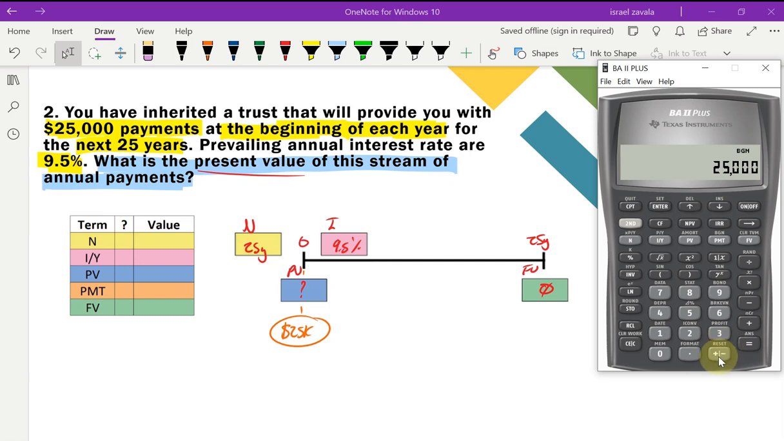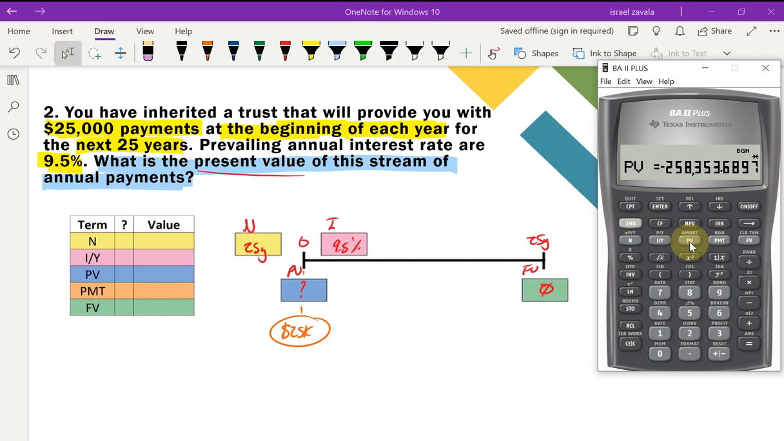Sorry. You have inherited a trust that will provide you, right? They're paying you. They're putting money into your pocket. So therefore, it must be a positive. I'm glad I caught that. So that's for our payment. 0 future value. And then compute the present value of that stream of payments.